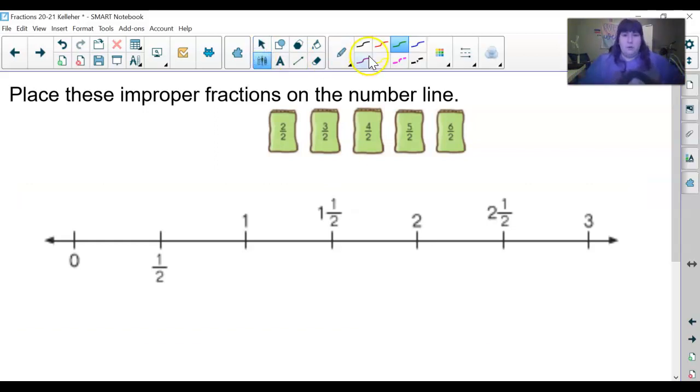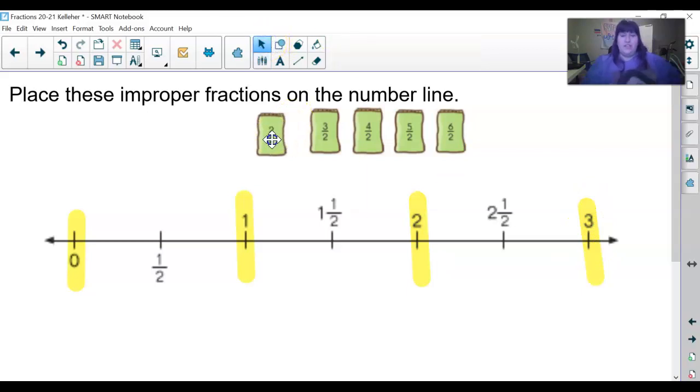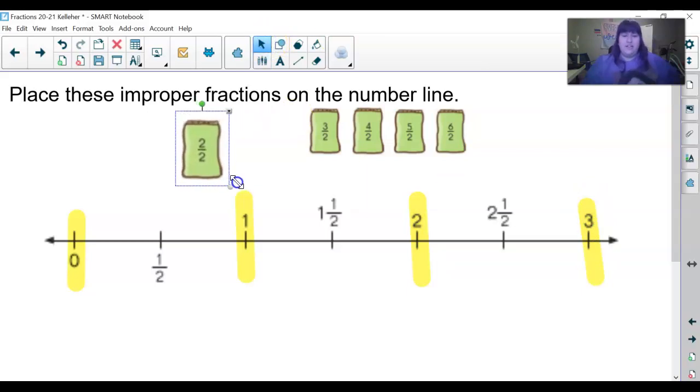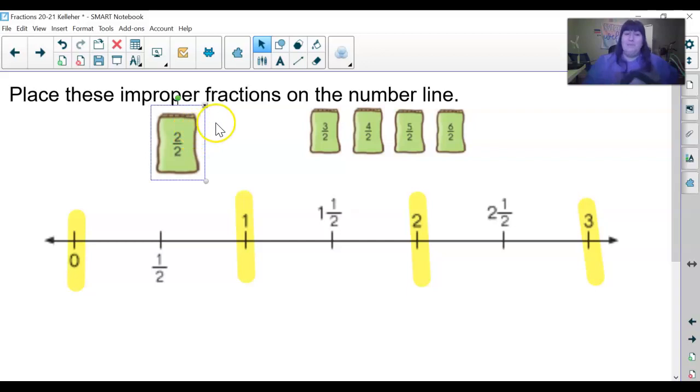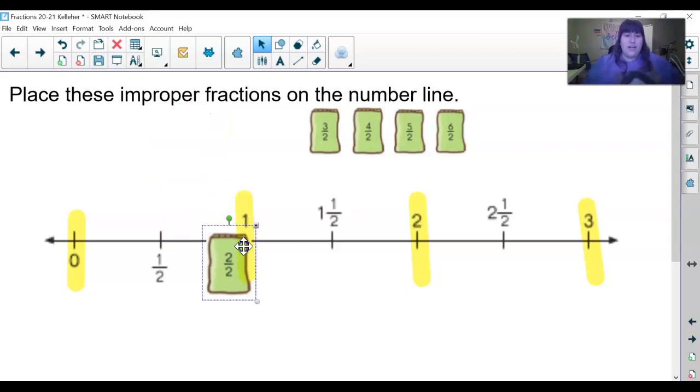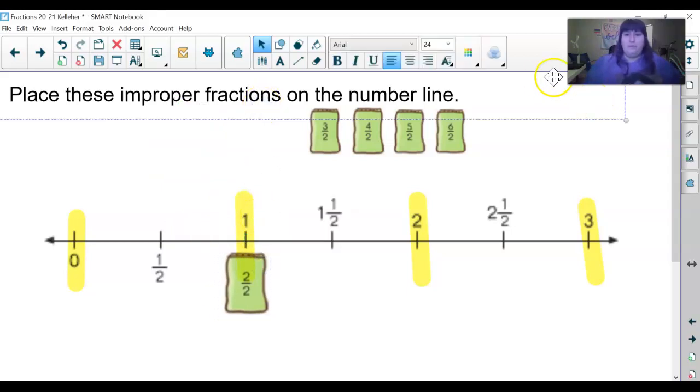All right, let's look at this number line. And once again, I like to find my whole numbers. So here's 0, 1, 2, 3. All right, let's start moving these. 2/2. What do you know about 2/2? Well, since the numerator and denominator are the same, that is equal to 1. So I'm going to take my 2/2 and drag it down below 1, because those are the same.